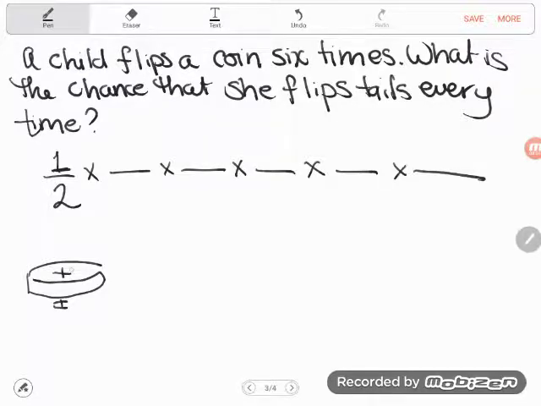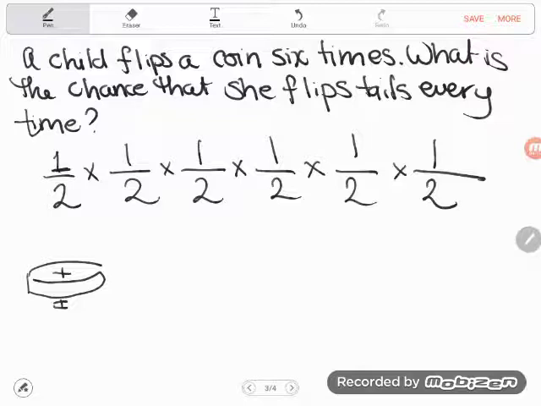And guess what? When you flip the coin, it's not going to change. It's not like the tails goes away after you flip it. So the next time the probability will be 1 out of 2. And the next time, 1 out of 2. And the next time, and it doesn't change. One flip is not dependent on another.